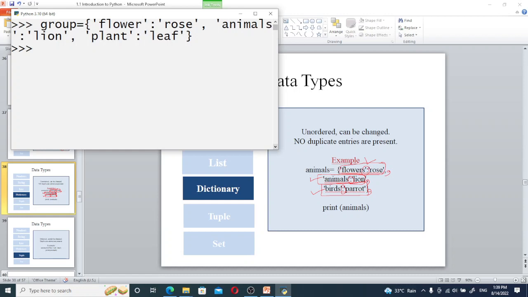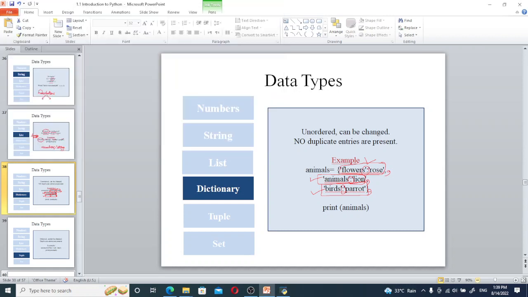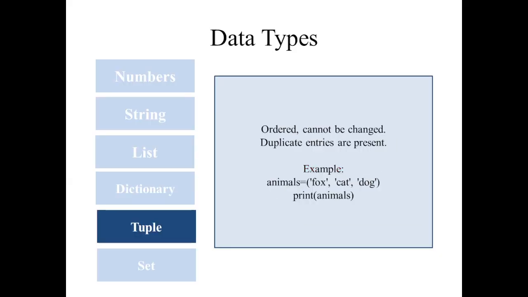In this way, you can see that the variable is called group. I can check its type by using type group, and I will see here it is dictionary. So in this way, we can see the type of dictionary as well. Okay, next we move on to the next type, which is called tuple. Tuple is another form. It is similar to list, but it cannot be changed.